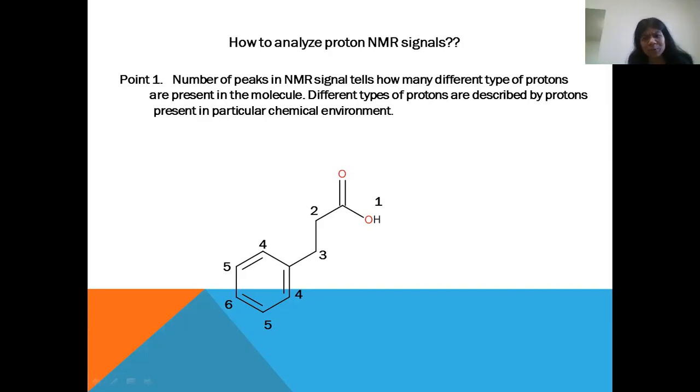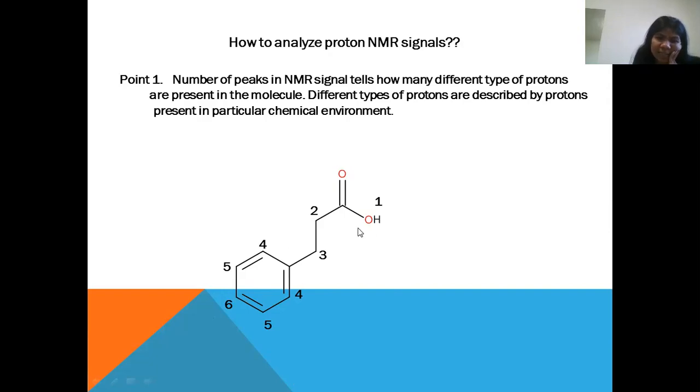First thing you have to do is to characterize, to identify the different types of protons present within the molecule. What do we mean by different types of protons? That means their chemical environments are different, they are distinct. Like in this example, you can see there are 6 different protons present. So how do you do that?